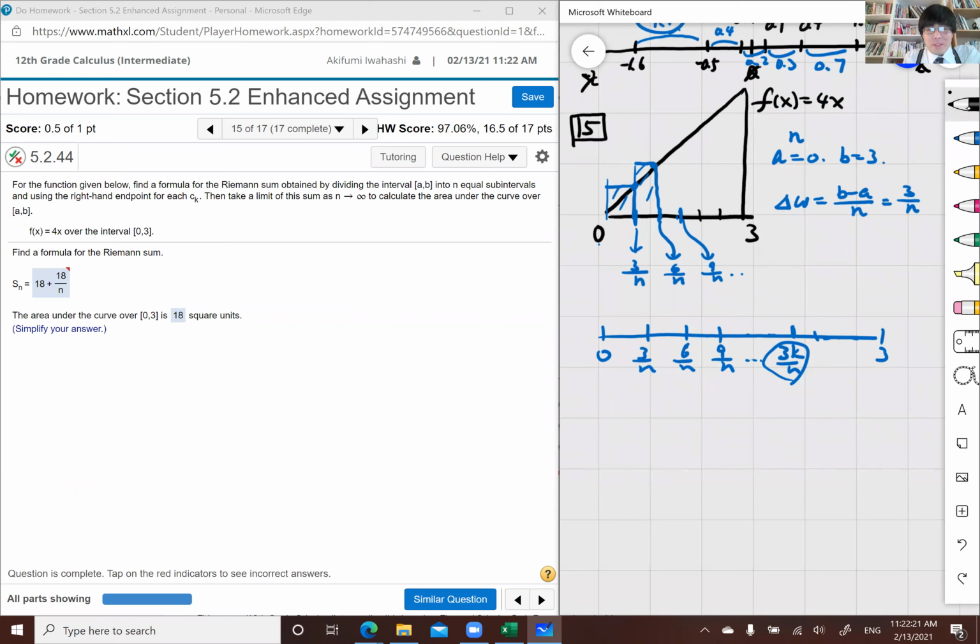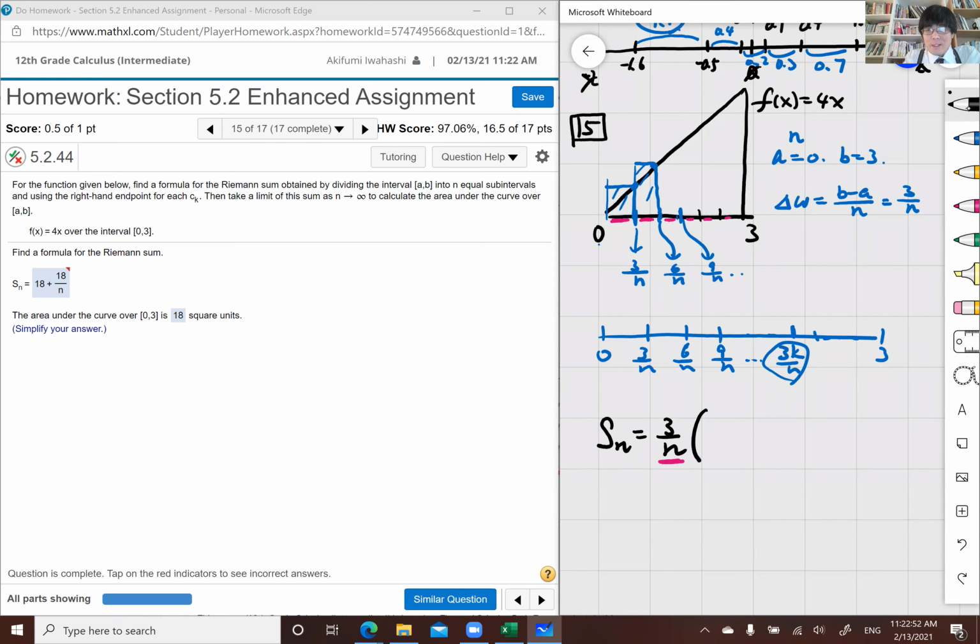Now, let's try to find the sum of the n rectangle areas. So that is called Sn. The common width, the common horizontal length, is 3 over n. That's a horizontal distance. That's this part. Each rectangle has the same horizontal length.